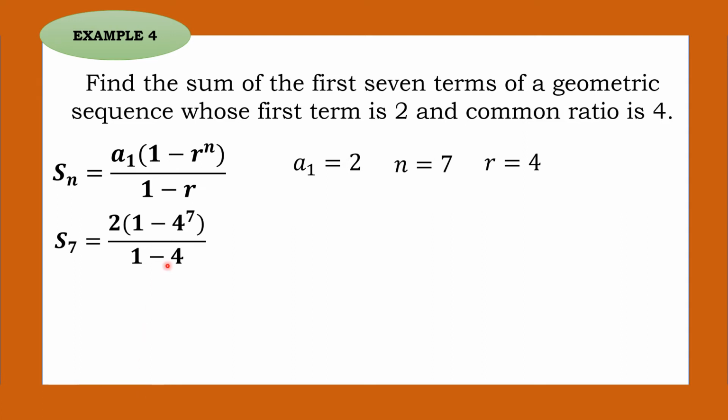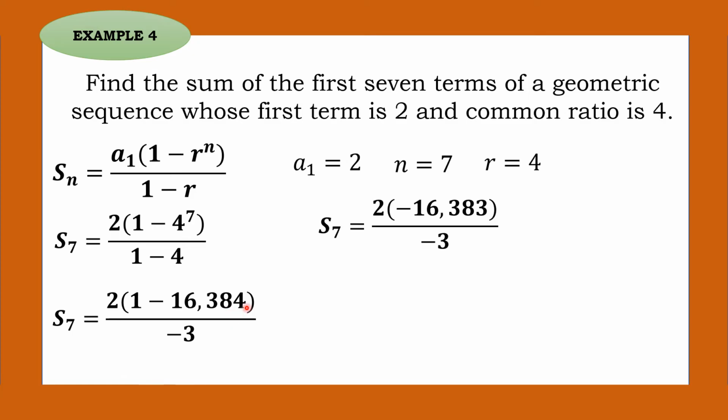We need to simplify first the 4 raised to 7 and also the 1 minus 4. And it will give us 2 times the quantity of 1 minus 16,384 all over negative 3. And then simplifying what is inside the parentheses, which is 1 minus 16,384, that will give us negative 16,383.